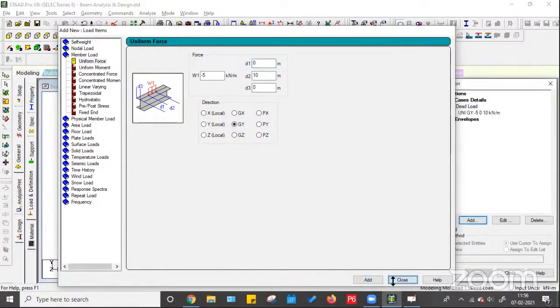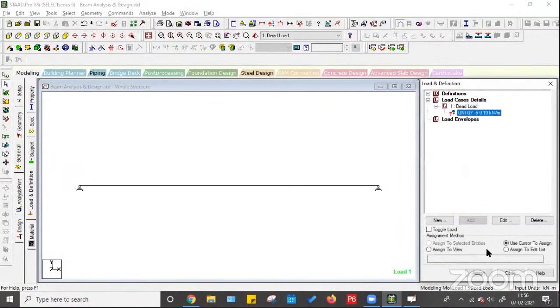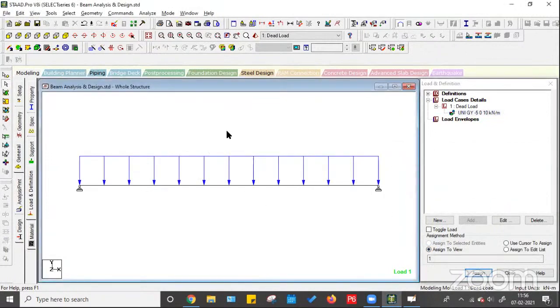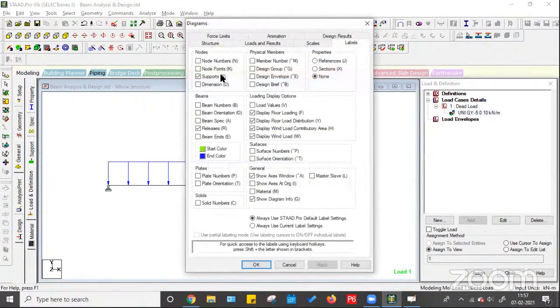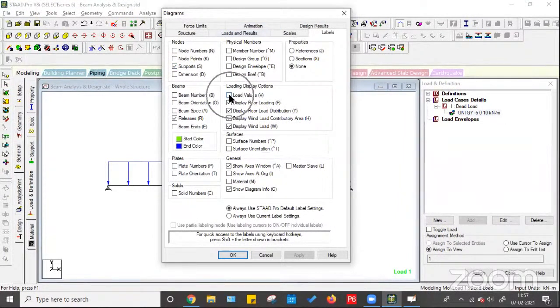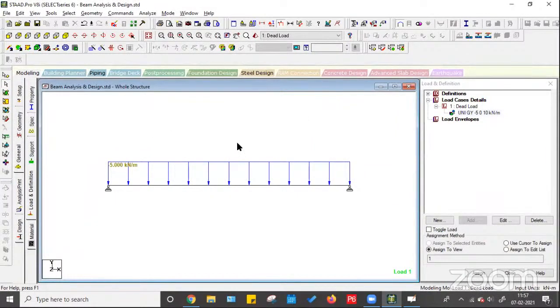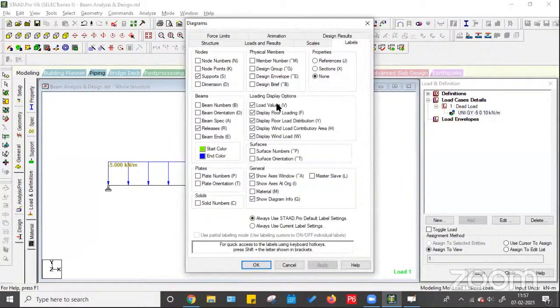Now I'll click on add, and click on close. Now I'll assign this load. I'll select this load, assign to view, assign. Yes, so now it has been assigned and you can see the load here. If you want to see the load value, you can click on symbols and labels and switch on the load values. Click OK. There it is, -5 kilonewton per meter. So that is correct. If you don't want to see the load value, just go here and uncheck it.